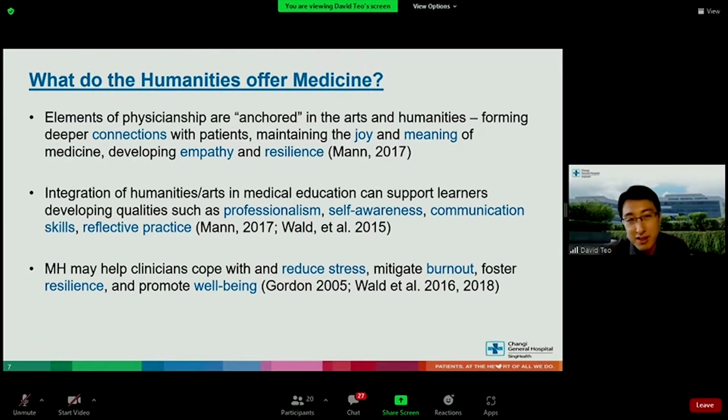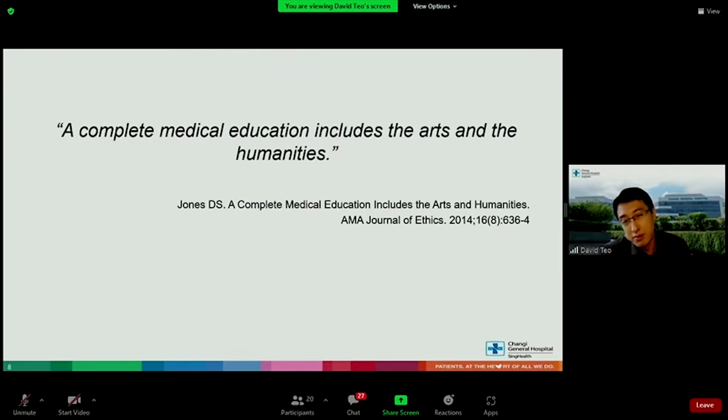Integration of the humanities and arts in medical education can support learners in developing many different qualities that we want to see in our healthcare professionals: professionalism, self-awareness, better communication skills, and the capacity for reflective practice. The ultimate goal is for the humanities to help clinicians cope better with and reduce stress, mitigate burnout, foster resilience, and promote greater well-being. Not too long ago, in the American Journal of Ethics, Jones said that a complete medical education includes the arts and humanities.